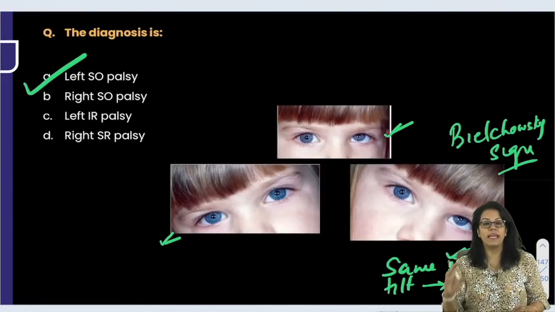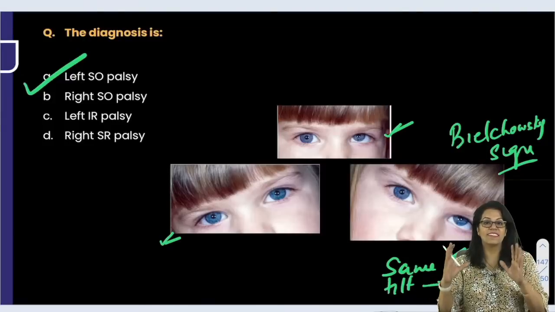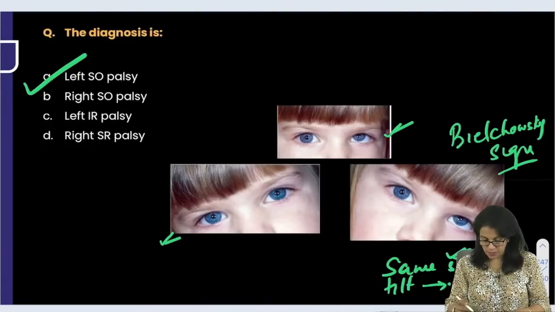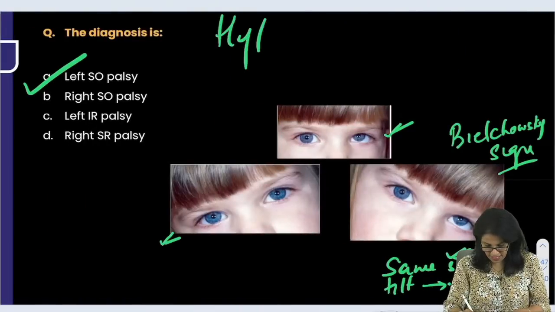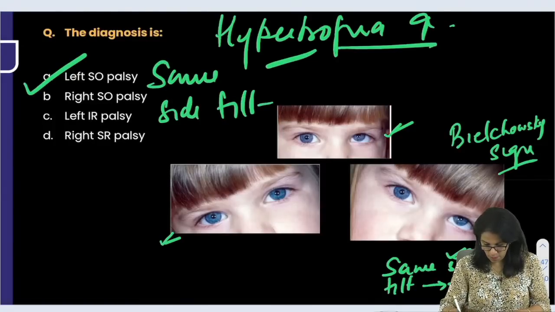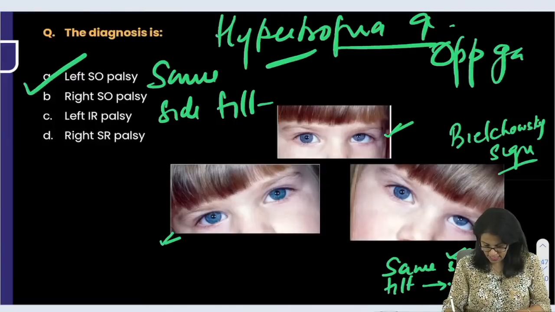So whenever in SO palsy, what we will remember, the 2 points I told you: same side head tilt and opposite gaze if hypertropia increases. Okay. So if hypertropia is increasing on same side head tilt and opposite gaze, then this is your SO palsy.